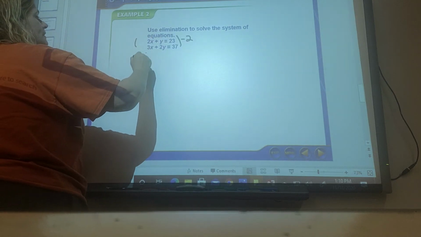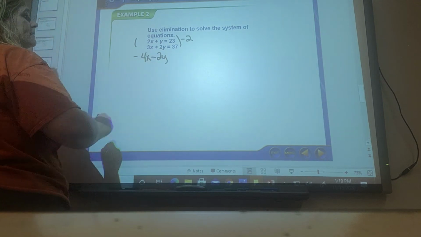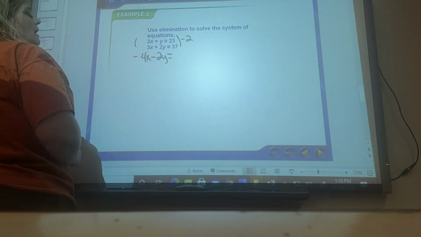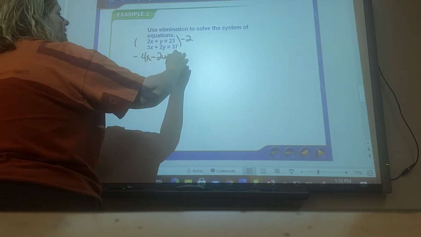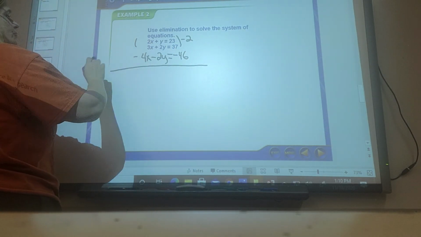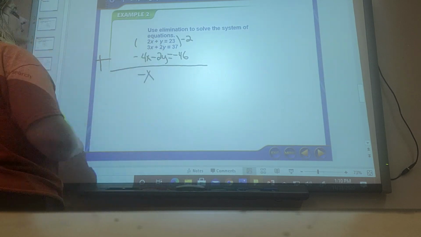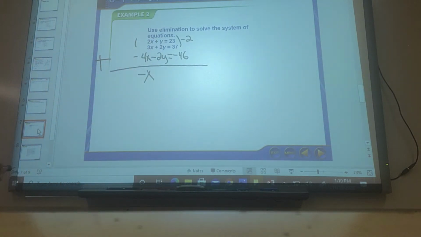-2 times 2x is -4x. -2 times y is -2y, or plus -2y. -2 times 23 is -46. Okay, now we have opposite signs on the 2's, so we're going to add. 3x plus -4x is -x. 2y plus -2y is 0, we got rid of y.